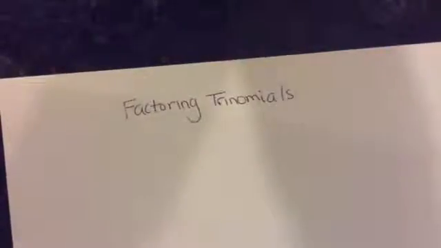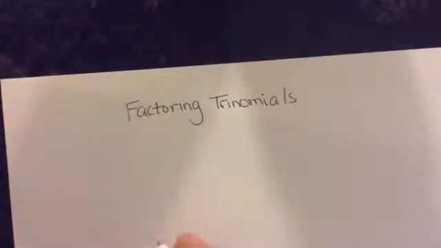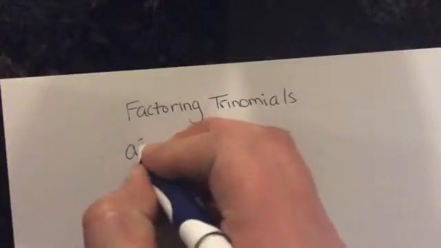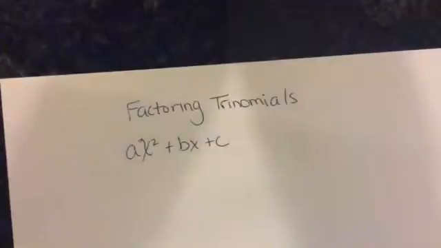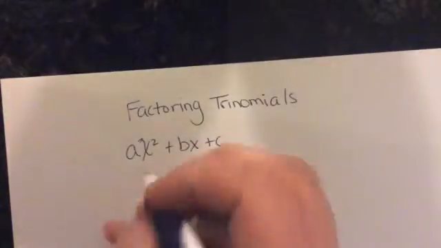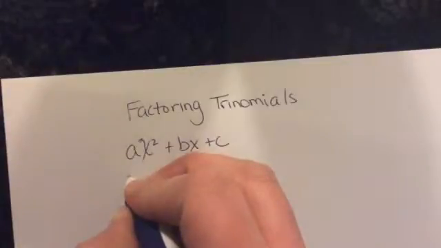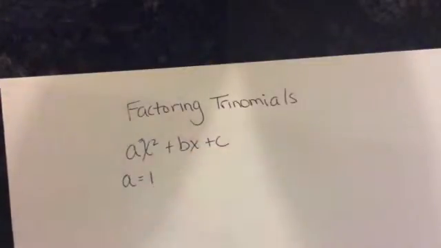In this video, what I'm going to teach you how to do is to factor trinomials. What we need to remember is the standard form for a parabola, which is ax squared plus bx plus c. And in all of our factoring trinomials exercises today, we're going to be only dealing with trinomials where a equals 1. It's kind of important because that'll help make things easier. The next video I'm going to do will have a be other numbers other than 1.